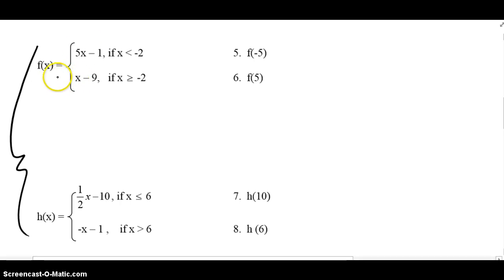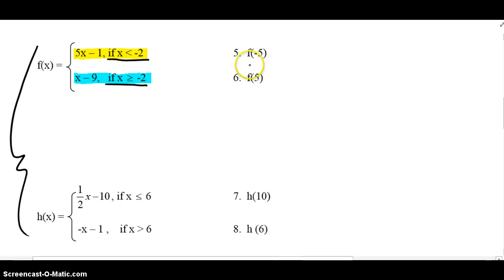So in this f of x function, notice how it says f of x equals 5x minus 1 if x is less than negative 2. And then it also says f of x equals x minus 9 if x is greater than or equal to negative 2. So they're giving us these kind of qualifying statements, right? These equations are only true if our x value satisfies these inequalities. So for evaluating, we really need to double check that.